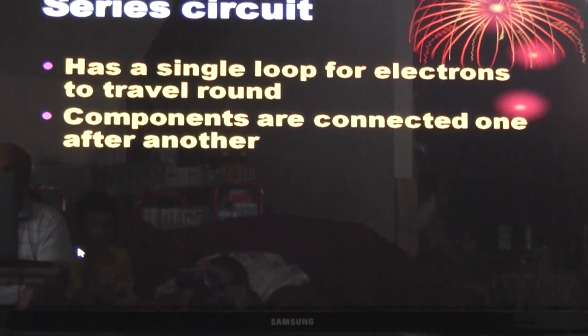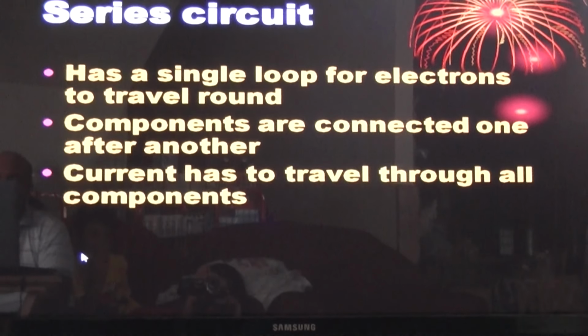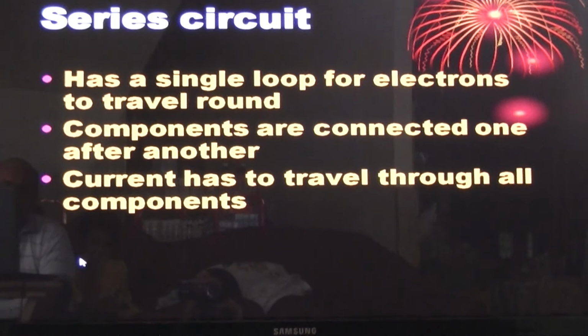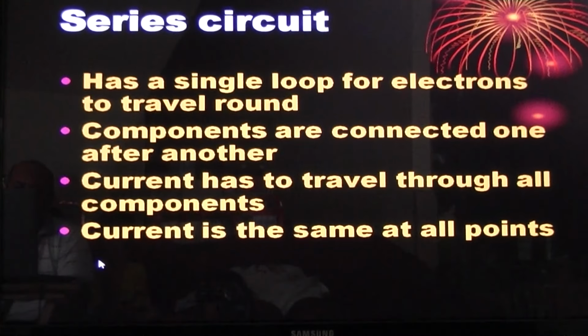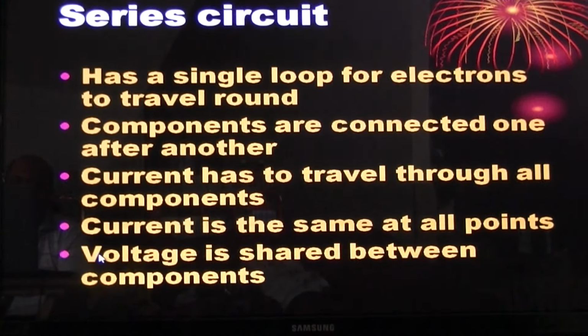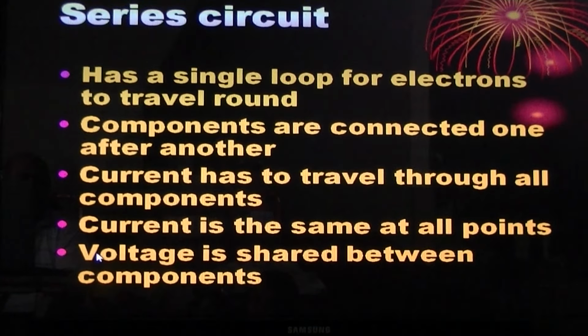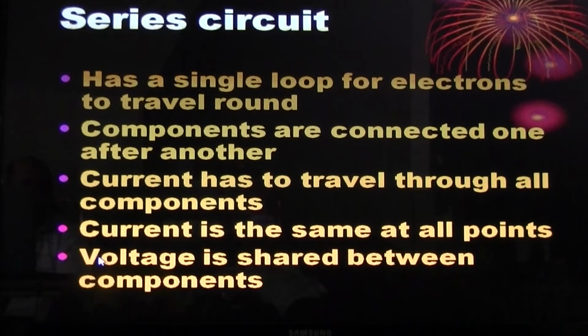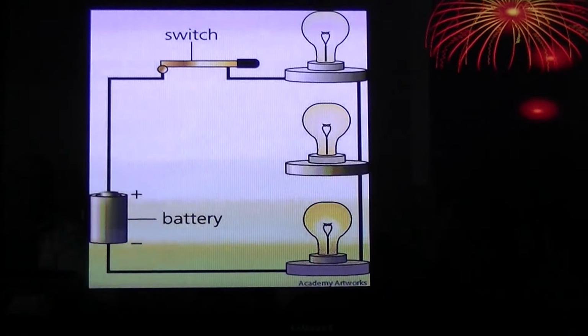A series circuit has a single loop for electrons to travel around. Components are connected one after another. Current has to travel through all the components. Current is the same at all points. Voltage is shared between the components, so they have to share the voltage, so the voltage is not the same, it's actually less.